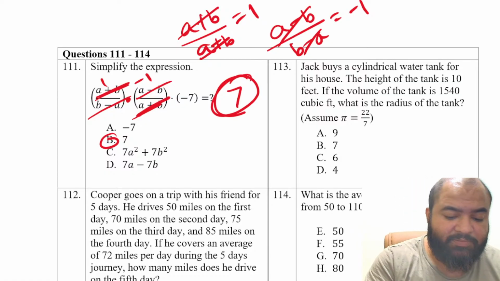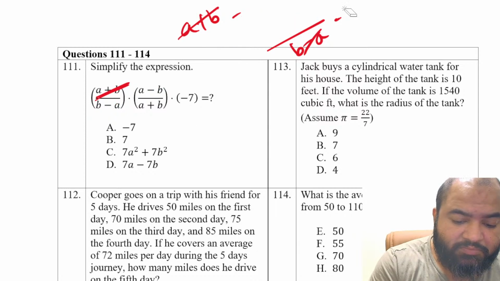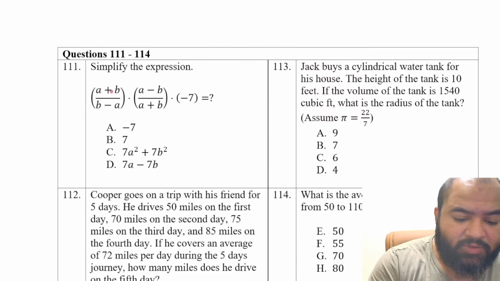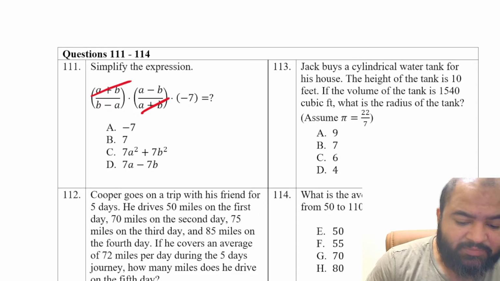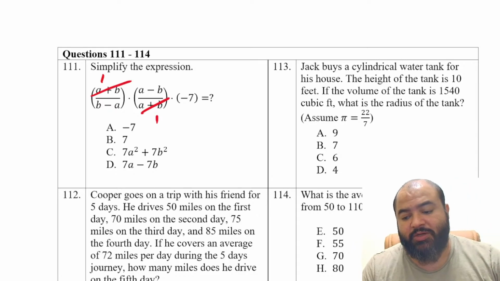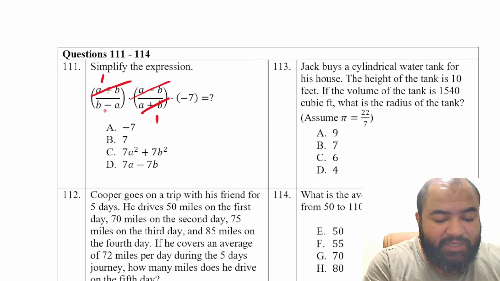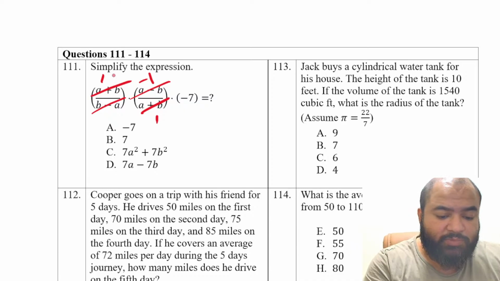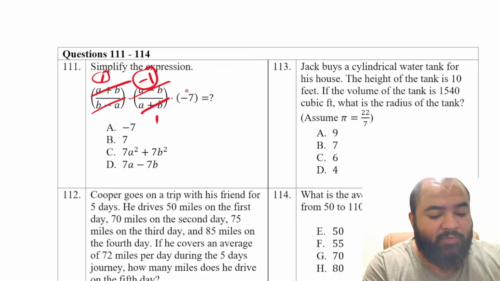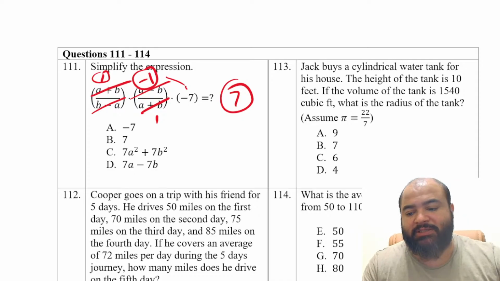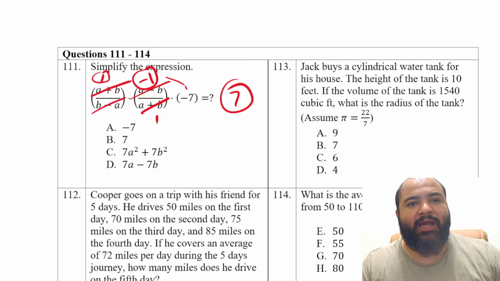So I can give you one more similar question. Yeah, so you see a plus b and a plus b, it cancels out. A plus b over a plus b is just 1. And a minus b and b minus a, when you cancel out, you get negative 1. So 1 times negative 1 is negative 1, times negative 7 is positive 7. This video is going to stay on my channel, so you can go back and see it again.